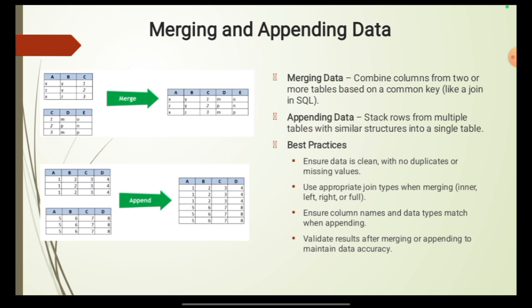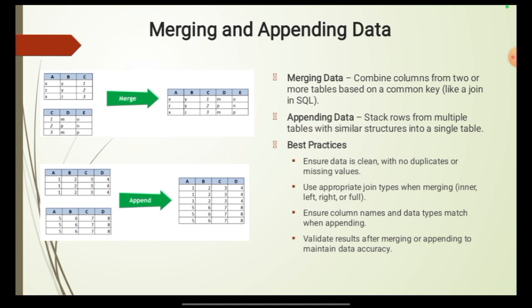So from these details we get to understand that merging and appending data in Power BI are essential techniques for combining datasets. Merging data allows you to join columns from two or more tables based on a common key, similar to SQL joins like inner, left, right, or full. This helps bring related information together for better analysis. Appending data involves stacking rows from multiple tables with similar structures into a single table. Useful for combining data from different sources or time periods.